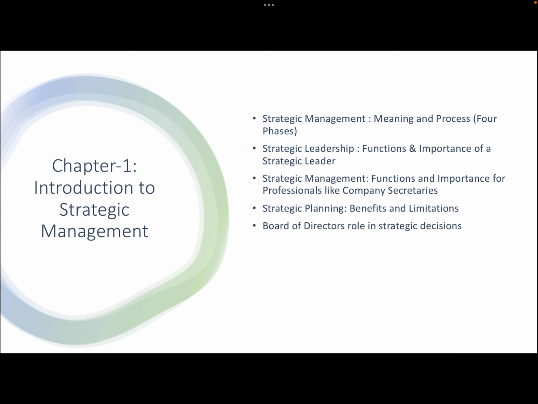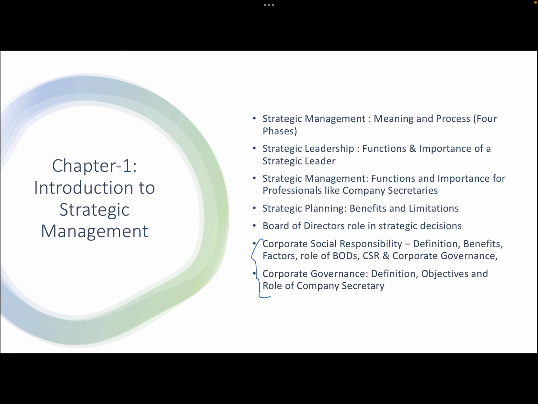Fifth part of chapter 1 deals with the board of directors, who are a critical player in strategic management or the strategic decision making process. What exactly the board of directors consists of, and what the roles of the board of directors are, we will see in the fifth part. Sixth and seventh units deal with corporate social responsibility and corporate governance. These are two critical aspects of the strategic management cycle. So we will go through these 7 units one by one in detail under chapter 1, Introduction to Strategic Management.